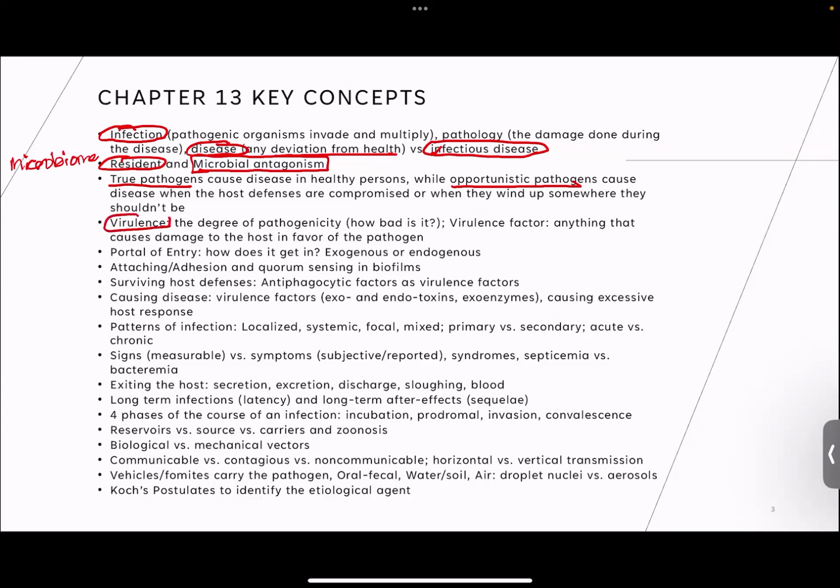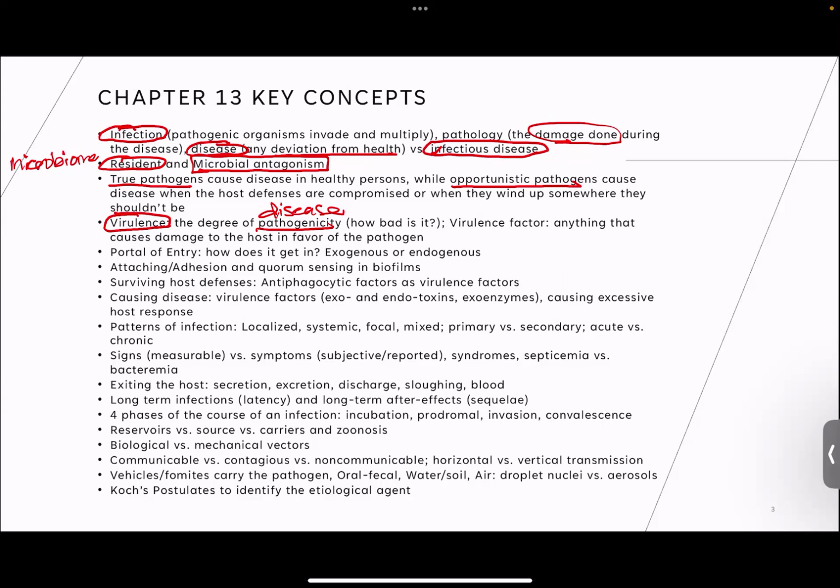Virulence is a measure of the degree of pathogenicity. Well, we already talked about pathogenicity and pathology being the damage that's done, right? So this is basically the degree of how the disease is presented, the degree of disease. Don't overthink it, okay? Virulence is talking about the degree of damage that's going to be done. That's what virulence is.